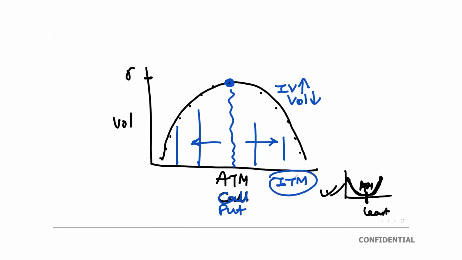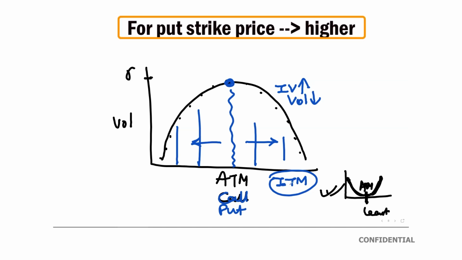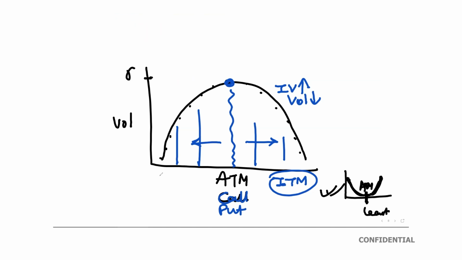And in the money means what? That your strike price is lower for a call, and for a put the strike price will be higher, right? And out of the money, again, intrinsic value will keep coming down. In fact, out of the money will be zero on intrinsic value. Volatility also will keep coming down. That's how the premiums would behave.